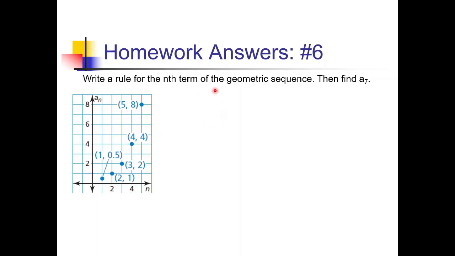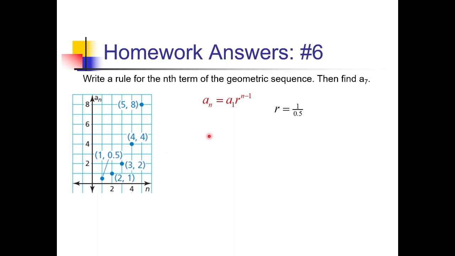So this is a geometric sequence. Let me write out my formula for the nth term of that. That's a1 times r to the n minus 1. So for the r value, we're just going to see what we're multiplying by each time to get each new y value. There's a lot of ways you could do this.